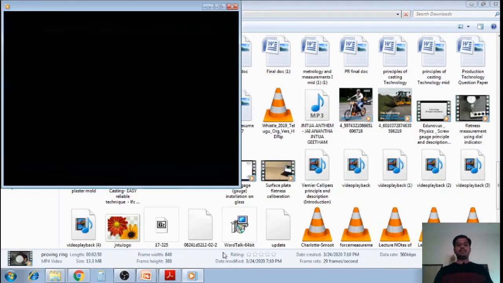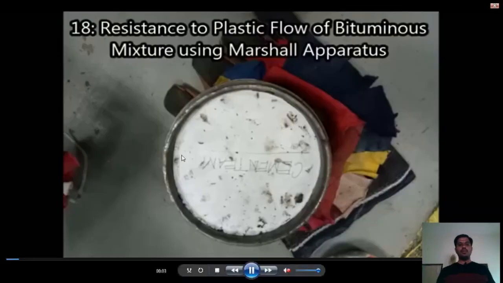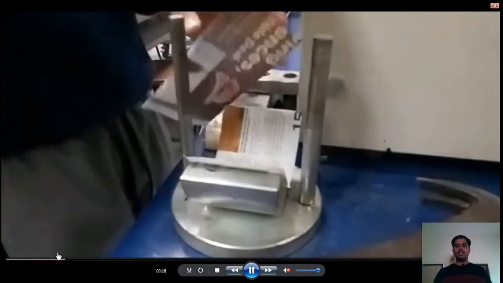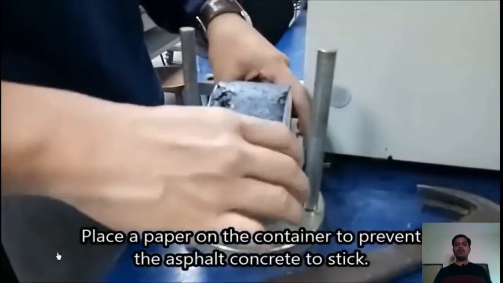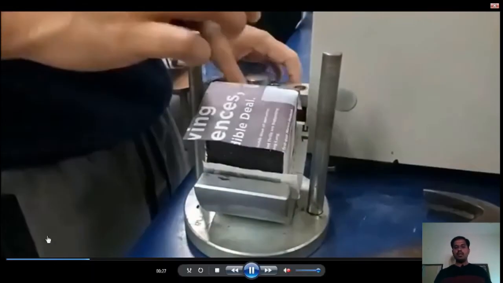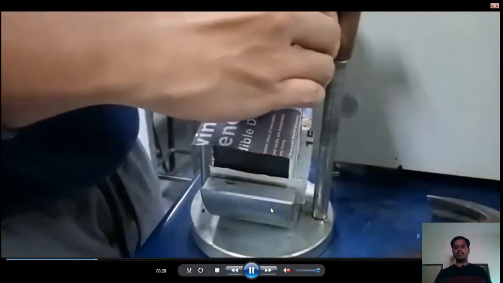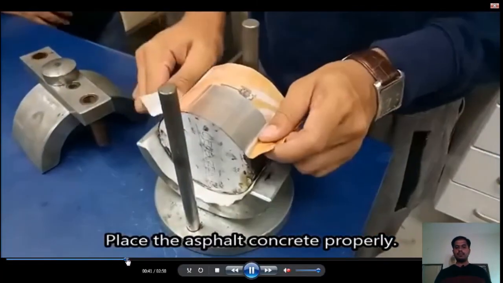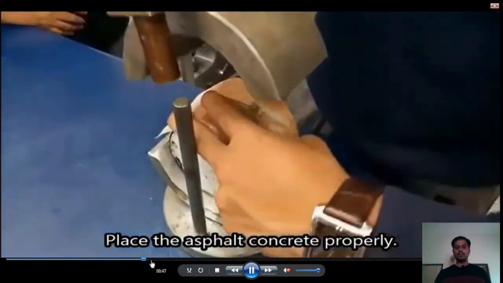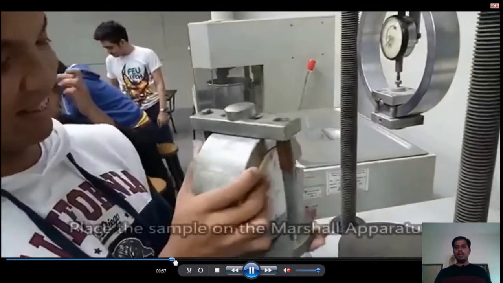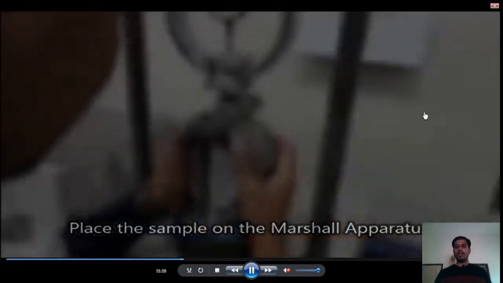So this is the experimental setup of the proving ring, on which we are going to apply the forces. Initially we will take the dimensions of the element on which we are applying the forces, and this is placed in between the two U-shaped supports. In this way we will arrange the element, and this is our proving ring equipment.